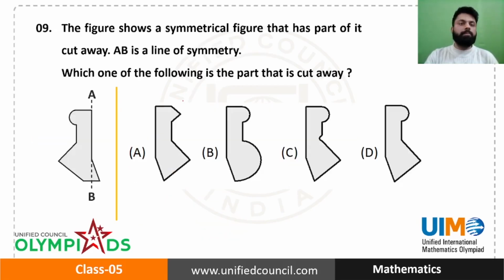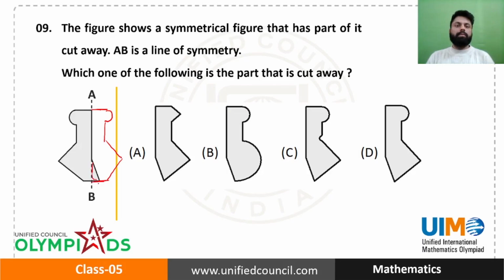P option. The figure shows a symmetrical figure that has a part of it cut away. AB is a line of symmetry. Which one of the following is the part that is cut away? We will go exactly in the opposite direction, like this, then like this, then like this, then like this, and then finally like this.